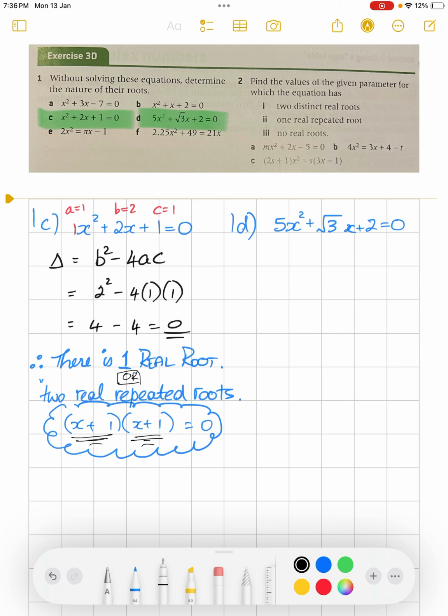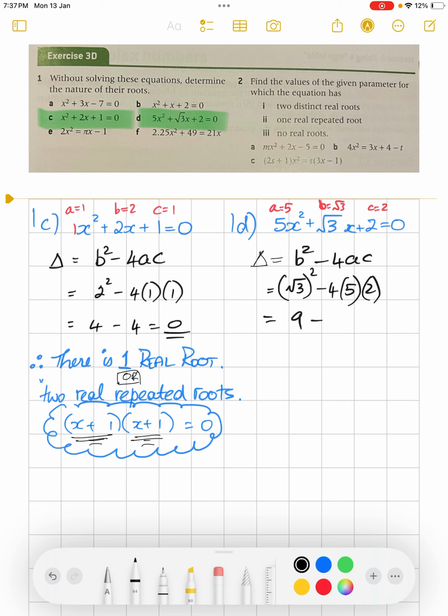All right, let's have a look at part D, and the discriminant equals B squared minus 4AC. B, by the way, is root 3. A is 5. C is 2. A is the coefficient of x squared. B is the coefficient of x. C is the constant. So when you substitute, you've got B squared minus 4 times A times C.